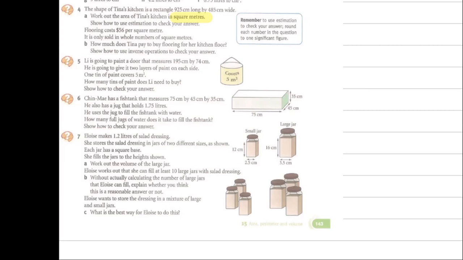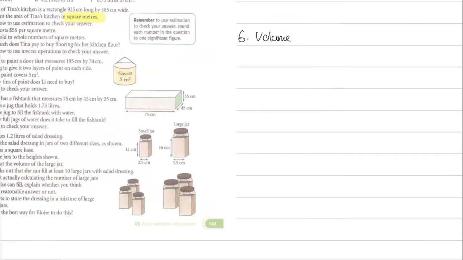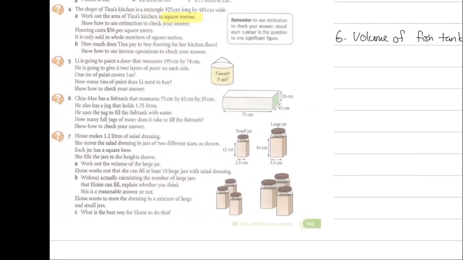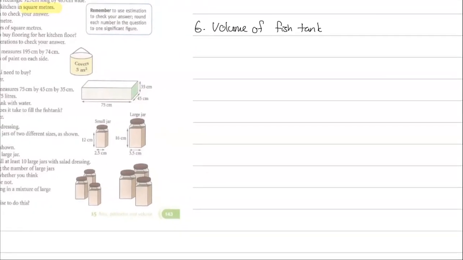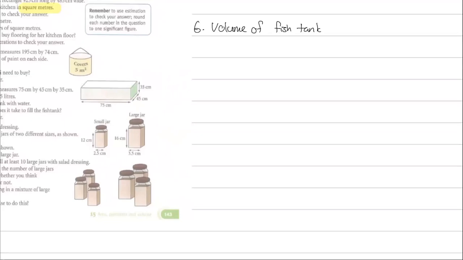So now we need to first find the volume of the fish tank. You need to identify the units used first, which is going to be in liters. So if you're doing it in liters, we need to use our cubic centimeters, change it to milliliters, then only find it in liters. So it takes 75 times 45 times 35 to find the volume of the cuboid.